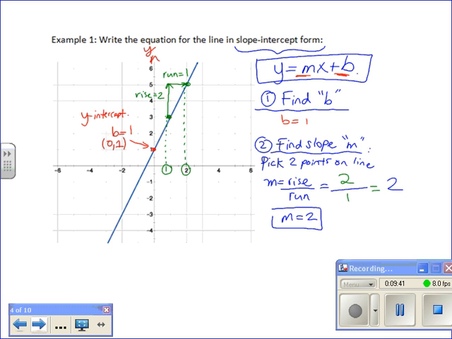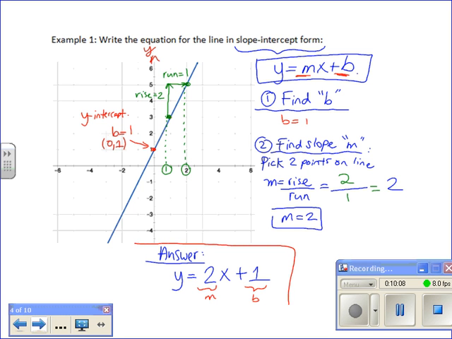Okay, so my final answer is that the equation for this line is going to be y equals, I'm going to put in a 2 for my slope, so 2x instead of mx, plus 1 for b. All right, so there's my slope, that's my m, and there's my b. Okay, and that's my final answer. So the equation of this line is y equals 2x plus 1.